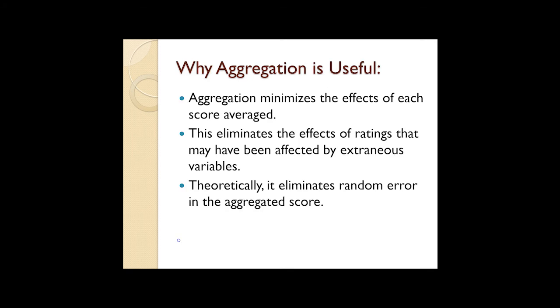So let's look at the bottom line on aggregation. Why is aggregation useful? First of all, it minimizes the effects of each score averaged. So if you have an outlying rating, that may be flattened out by having multiple raters. It also marginalizes the effects of ratings that may have been affected by extraneous variables that may affect one of those ratings. And as we've already talked about, theoretically it eliminates random error in the aggregated score.